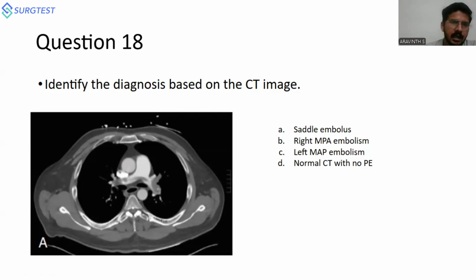So all of you say it's saddle embolus. Great. Look closely here. There is no obstruction. There's no flow to both sides, right? It's just sitting at the right at the bifurcation. It's not flowing to both sides. So it's saddle embolus. Right.